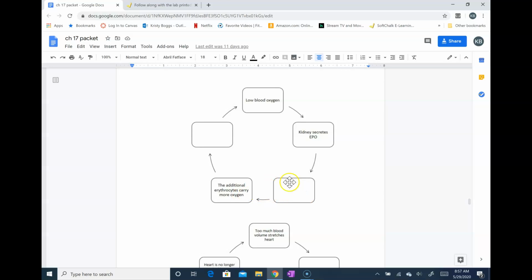Because your red bone marrow made more red blood cells, that's what will go into this empty box. The additional erythrocytes, which is another name for red blood cells, carry more oxygen. Because you now have those extra red blood cells carrying oxygen, your blood oxygen goes back up to its normal level and your problem is solved. So these are the diagrams that the instructions refer to.